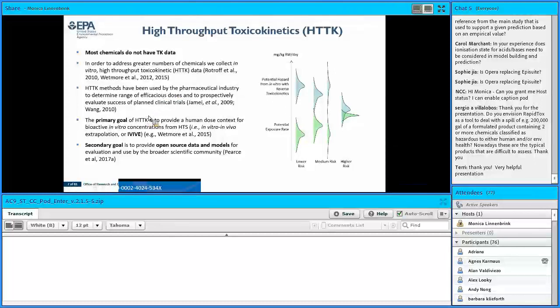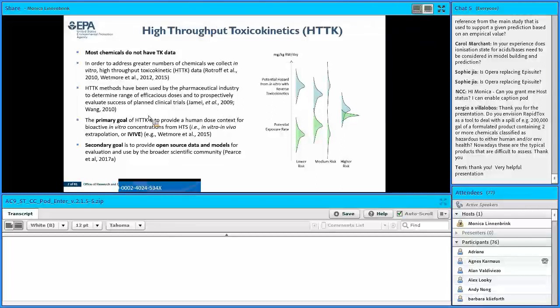And so these methods, this is just like ToxCast. They're adapting in vitro methods that were developed by the pharmaceutical industry to an environmental problem. And so in the pharmaceutical industry, and we'll talk about this more, these methods actually work pretty well. So this Long et al., or not even at all, Long 2010 says that if you do a clinical trial, you're going to get within about a factor of 3 of the actual dose that you need using these in vitro methods. So the primary goal of HTTK is to do this in vitro in vivo extrapolation.